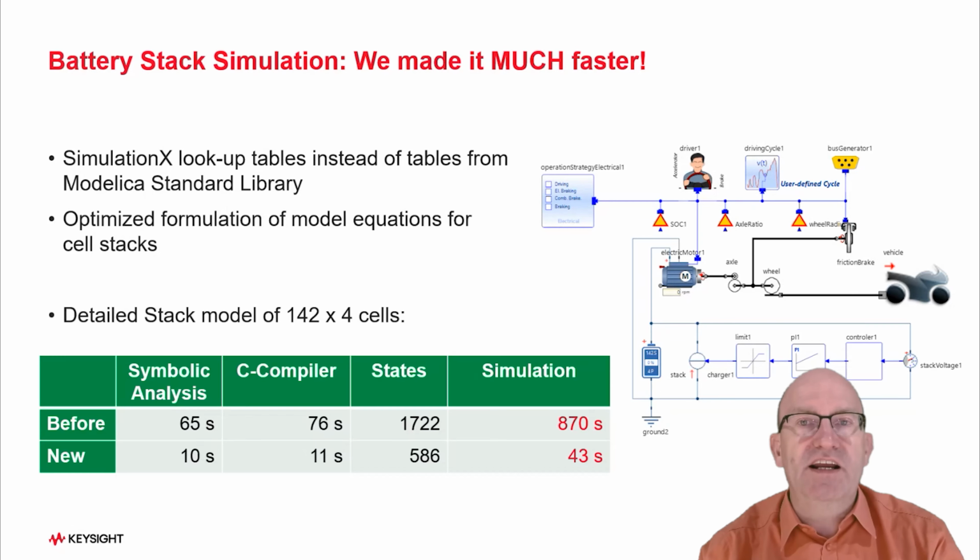So you see here the comparison. The first line in the table is before the change, with, say, the straightforward way of modeling. If you use an optimized way of modeling, then you can actually see that we get something like 20 times faster simulation times. And this is quite significant.